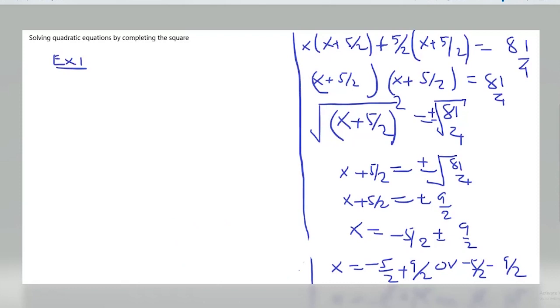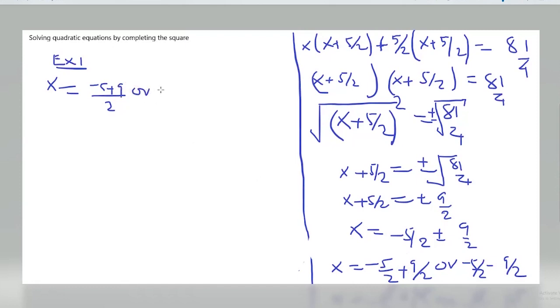Okay, now here I'm going to have x is equal to, now we have an LCM of 2. Now 2 divided by 2 is 1 times negative 5 is negative 5, plus 2 divided by 2 is 1 times that 9, it is 9.